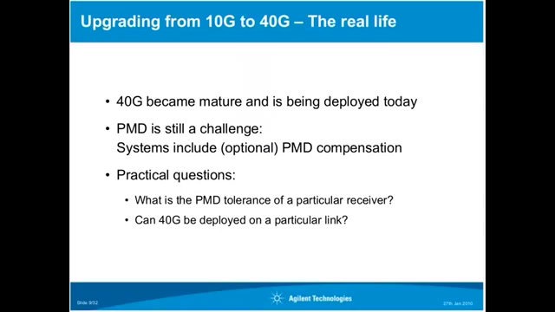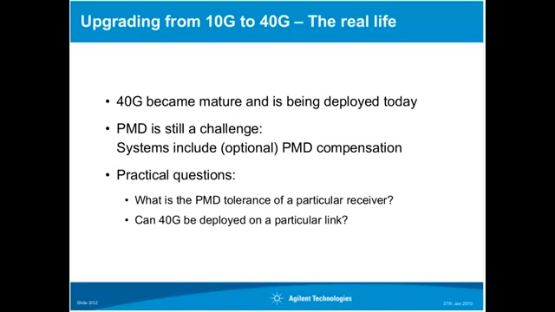PMD, polarization mode dispersion, is still a challenge, and it turns out that most systems I know include a PMD compensator or some sort of means for compensating the PMD of the link. My understanding is that this is optional, and also that nobody really wants it in the system, so people try to avoid this because it increases the probability that you will have some problems. So if possible, you want to avoid PMD compensation.